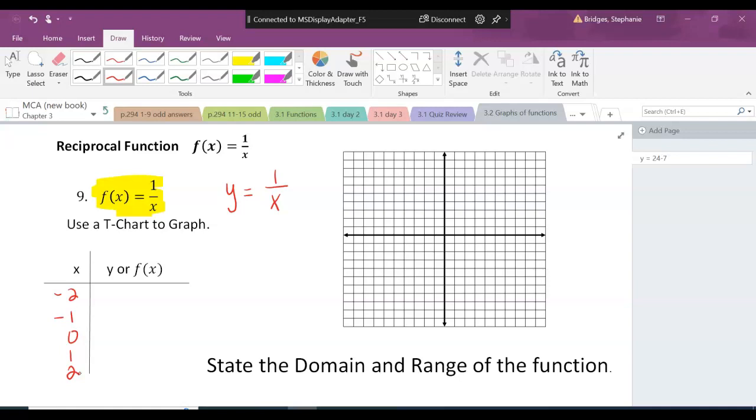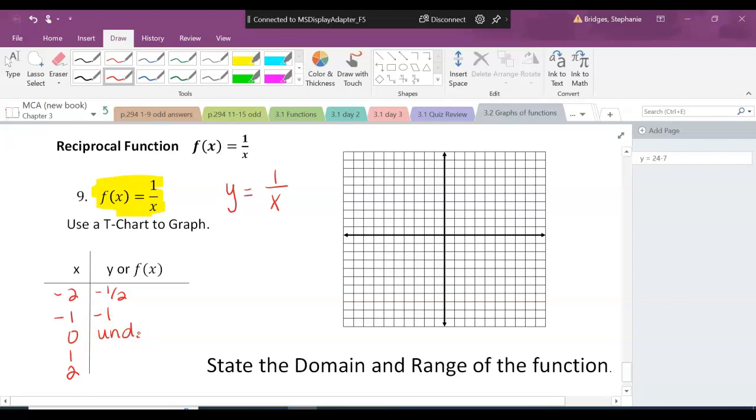But there's something we need to talk about on this one too, though. If I plug in -2, I get -1/2, right? And if I plug in -1, I just get, what about 0? Can you do 1 over 0 or 1 divided by 0? Okay. So that is undefined. We're going to have to talk about that and what that means here in just a second.